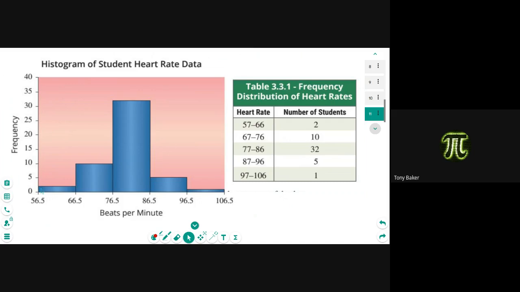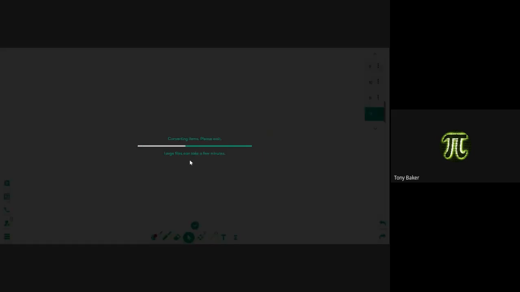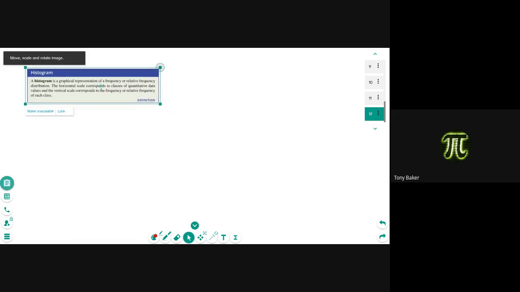All right, so we've got our table. We've got our, hold on, back to my thing. I'm just trying to find the next piece, the official definition, because I know some of you guys really like the definitions. This is the official definition of a histogram.